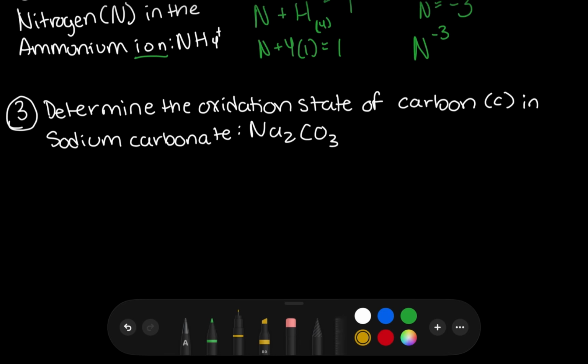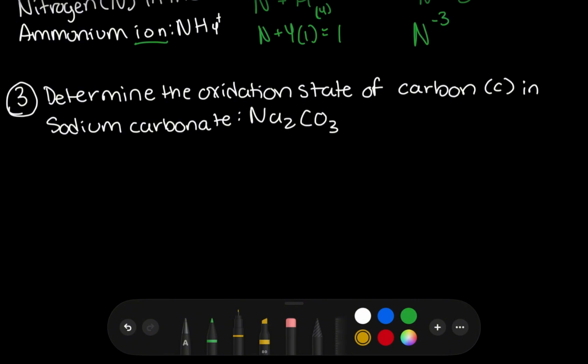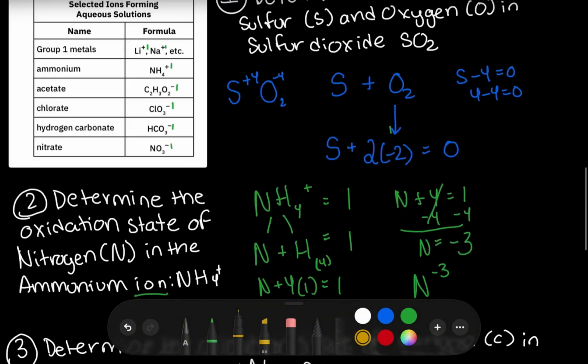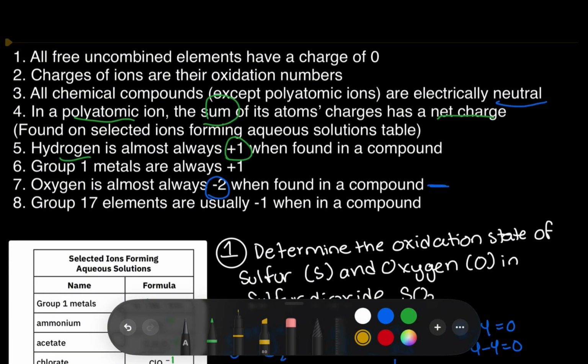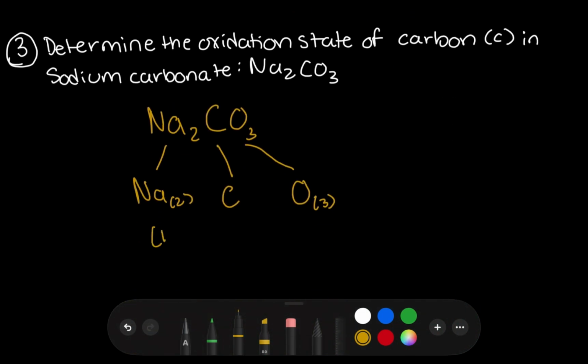Now for the third problem. Determine the oxidation state of carbon in sodium carbonate, Na2CO3. So in this problem, we're going to split it up again. So we have Na, 2 of them, then we have C, and then we have O, 3 O's. So the first thing that we see is Na, which is actually a group 1 metal. And in the rule over here, rule 6, group 1 metals are always +1. So we can replace Na with a 1, and the coefficient will be 2. And then we add with carbon. Now, it's asking us to solve for carbon, so we don't know what carbon is, so we can leave it as C for now. Then we add it to oxygen.